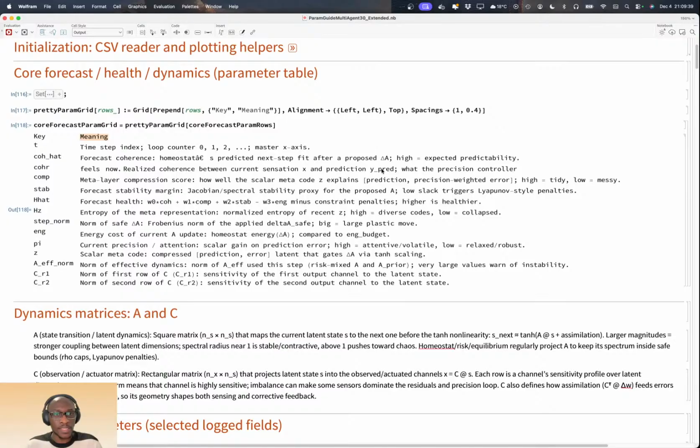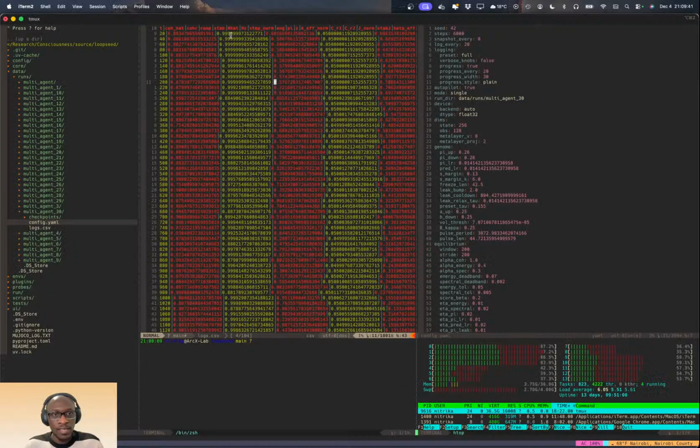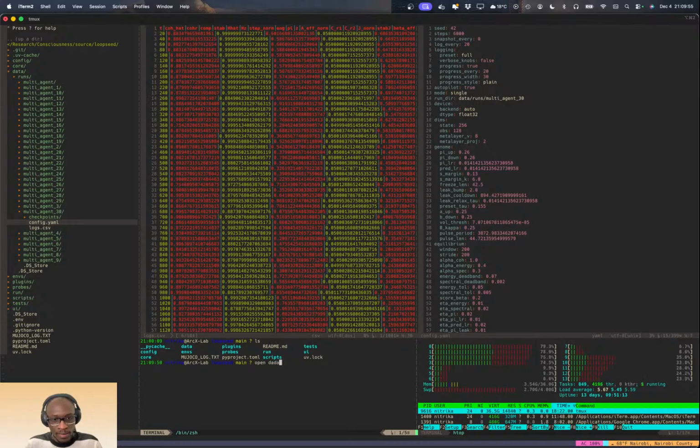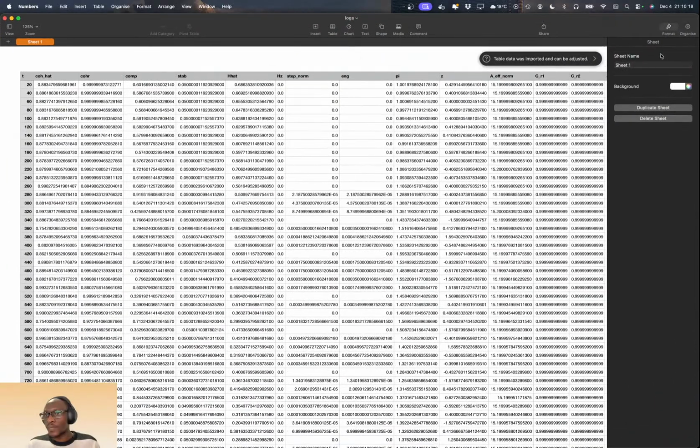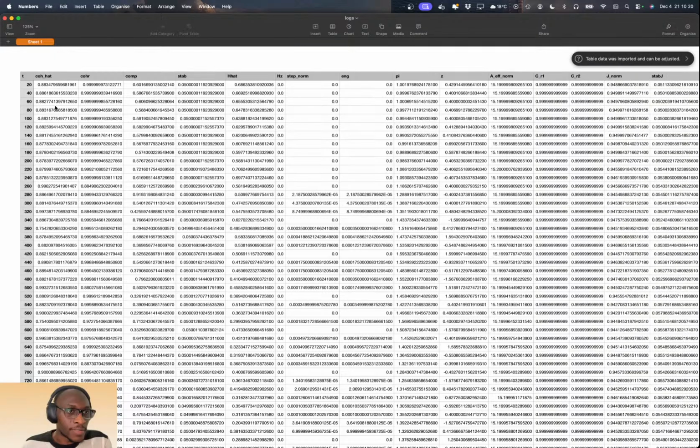Each parameter, I have the key for each parameter and the meaning of each parameter. So first of all, let me open this. Can I open it using another thing? So open data, runs, multi agent 30, then logs. Let me open it with this. Is it working? Yep, okay. All right, so this is the CSV.